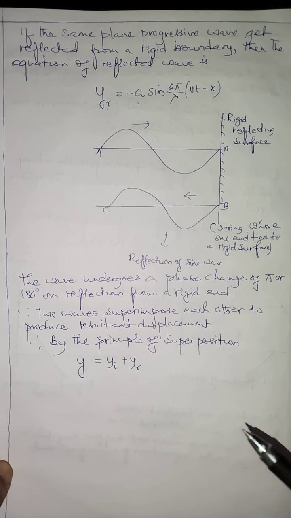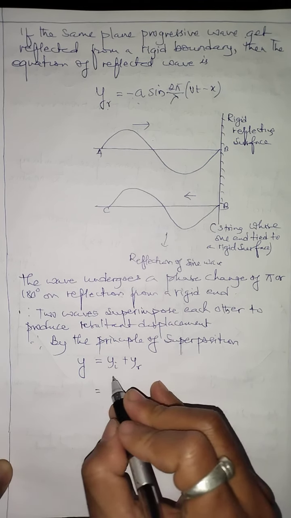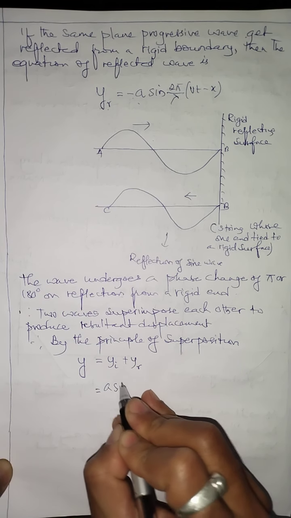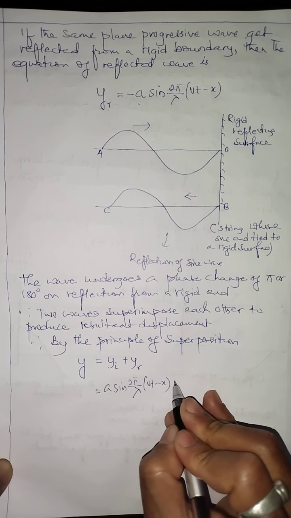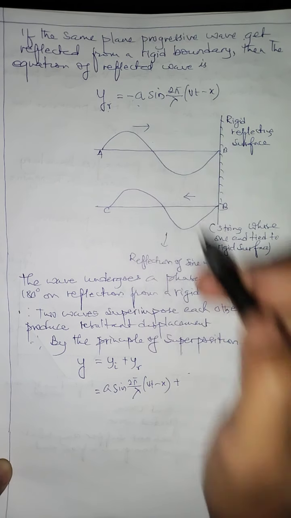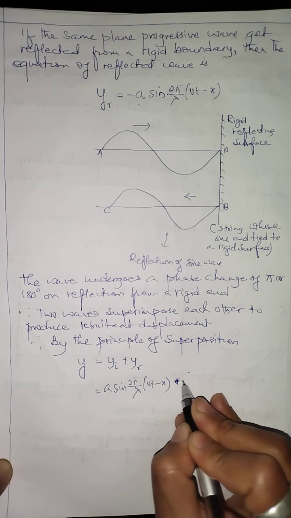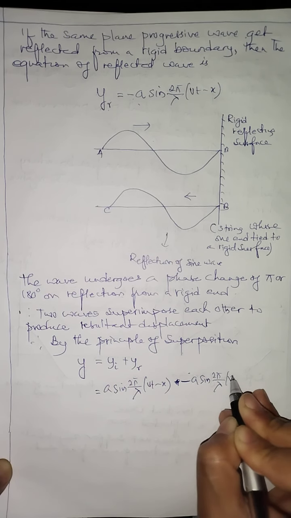Okay, now this can be applied for any reflected wave, whether the reflection takes place from the free boundary or the rigid boundary. So let me do it with the reflection from the rigid boundary. Let me substitute the values. Now yi means a sine 2 pi by lambda (vt minus x). Now plus yr; yr means minus a, so plus into minus is minus. So I am writing minus a sine 2 pi by lambda (vt minus x).